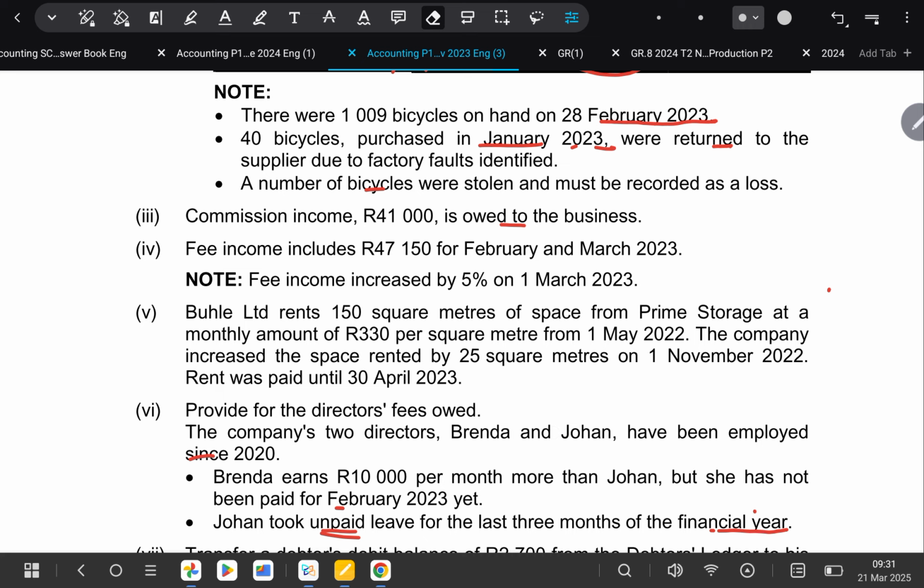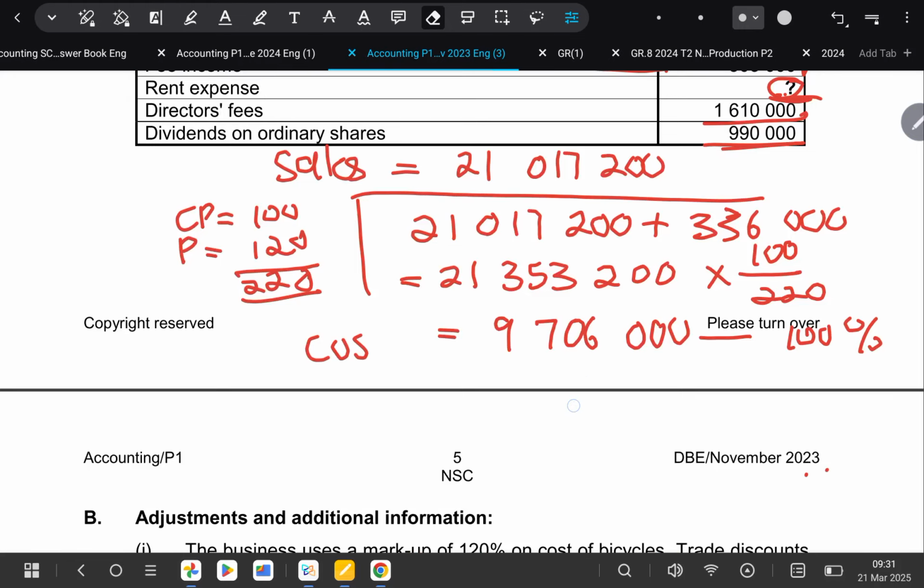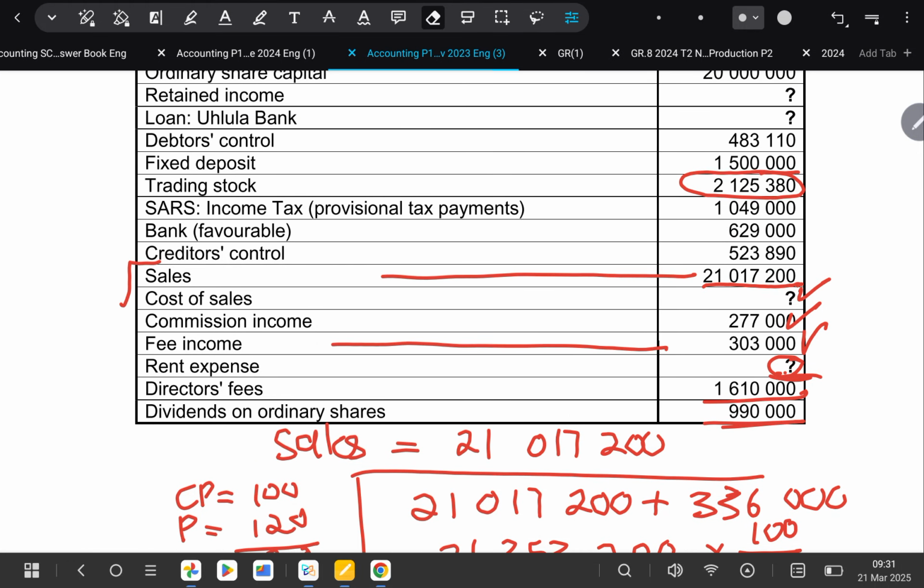In this lesson, I'm going to be looking at the rent expense. This rent expense is different from what we are normally used to. If you look at the trial balance, you will see that on the rent expense, they've given you a question mark, and it means that you need to find a way to calculate your rent expense.